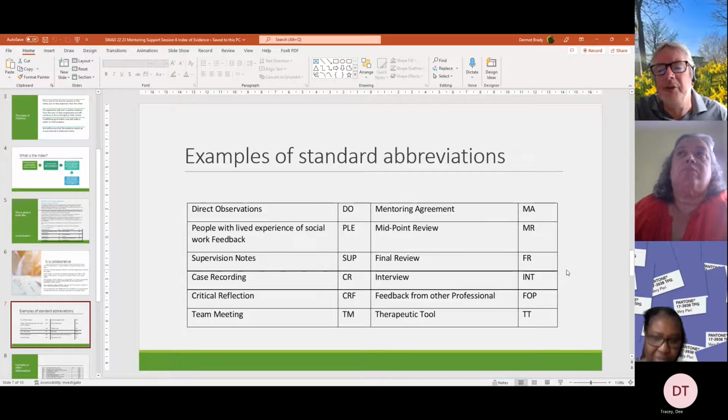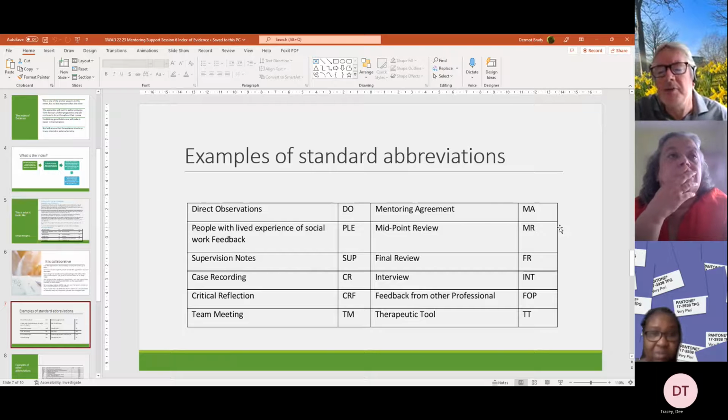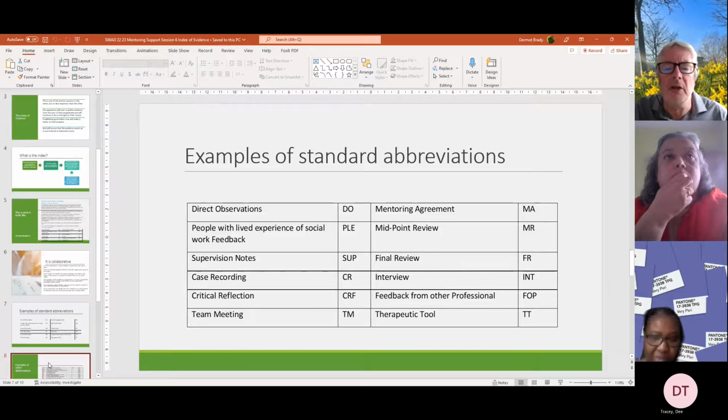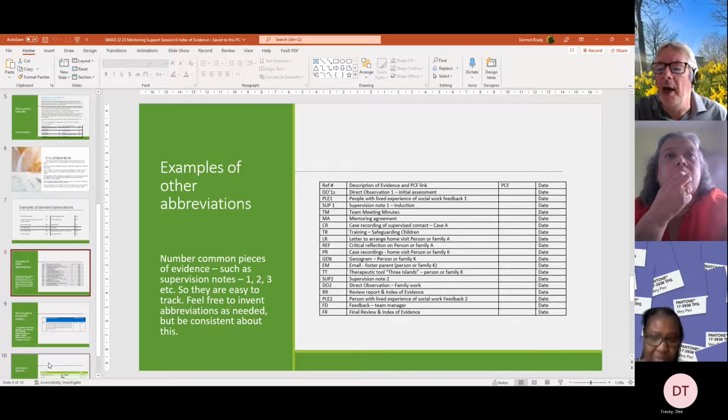Here are just examples of standard abbreviations. They are actually supplied on the template for the evidence. It should be fairly straightforward, really. It's hardly worth talking about. The columns look a bit like this. In year 1, they have the PCF levels. It might look something like this, only there needs to be a little bit more detail in some of these, I think. But there's an example of just the kind of things that you might be saying.